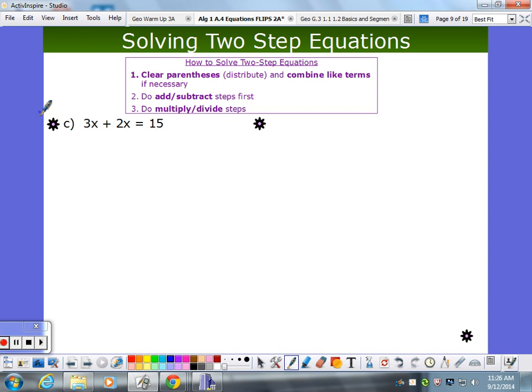Let's look at this guy. Yes, this one is right underneath. 3x plus 2x. So, what do you do first? Combine like terms, right? And you can write that, that's what I did. Because what's 3x plus 2x? You have 3 x's. I give you 2 more x's. How many x's do you have? 5 of them.